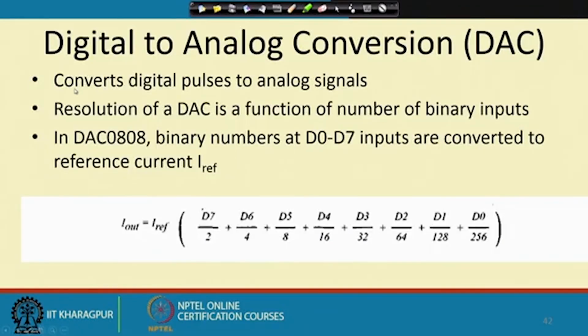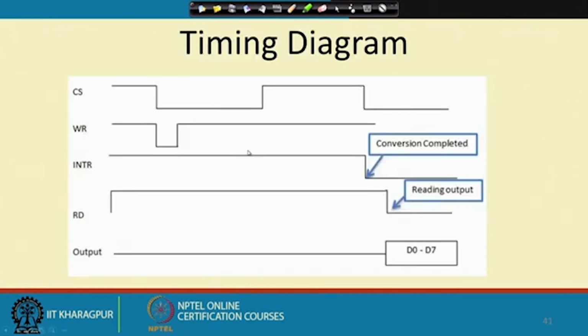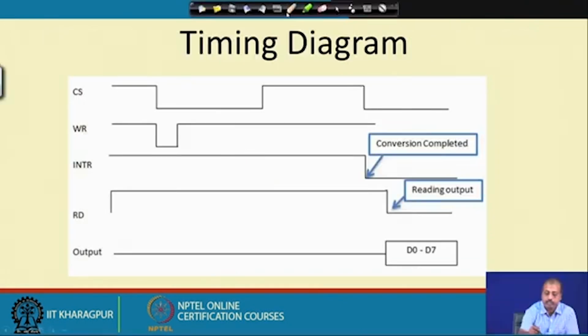Have a look at the timing diagram for the operation of this ADC. This is self explanatory. The CS line is initially high. Then after some time it becomes low. So, this high to low transition, this chip select line should be low for the operation of the ADC.